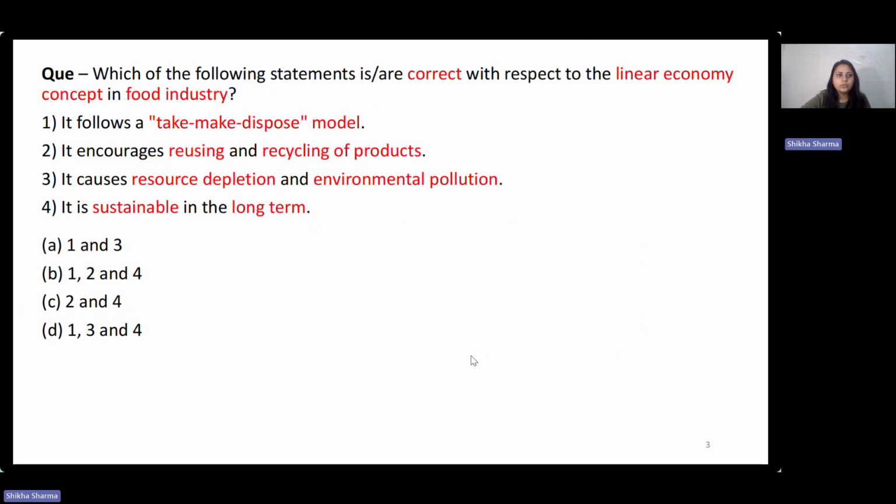Today's first question is: which of the following statements are correct with respect to the linear economic concept in the food industry. It includes 4 statements. First, it follows a take, make, dispose model. Second, it encourages reusing and recycling of the products. Third, it causes resource depletion and environmental pollution. Fourth, it is sustainable in the long term. We need to tell which statement is correct among these 4 statements about linear economy.